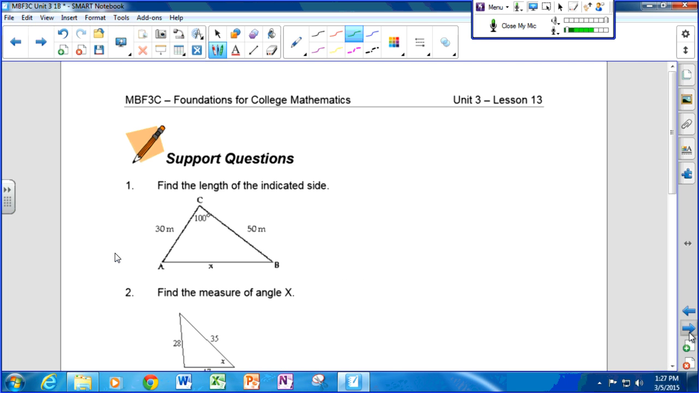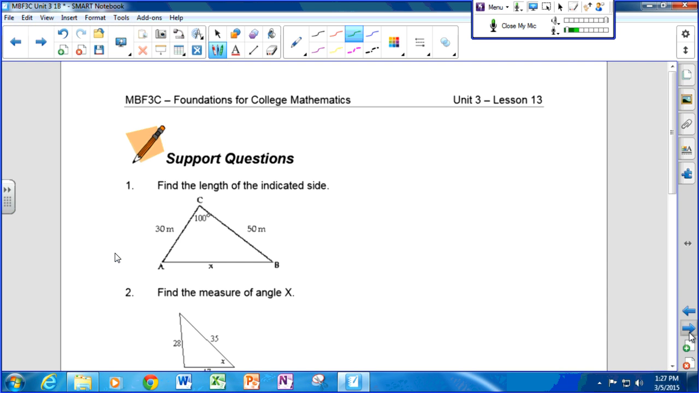Okay, I think, where are we here? I don't think we're going to spend too much time because it only has two tricks. It can find you a side and it can find you an angle. That's it. But when you need it, you need it. So let's take a look at the support questions and we'll try these out here.